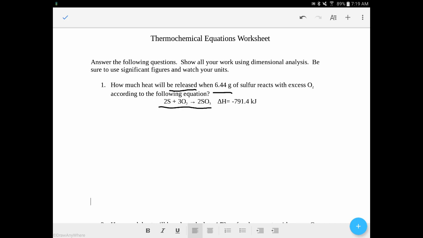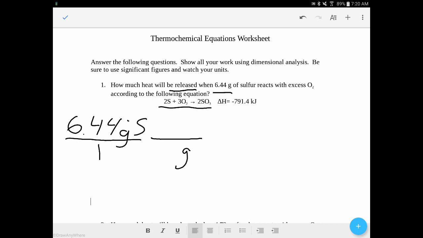Next, we are going to start this out just as a regular stoichiometry problem. In every stoichiometry problem, we start with our given, which is 6.44 grams of sulfur. Next, we want to convert grams of sulfur into moles of sulfur. So we put that over 1. We do our conversion factor. Now grams of sulfur is on top, so we want grams of sulfur on the bottom, and we are converting that to moles of sulfur.